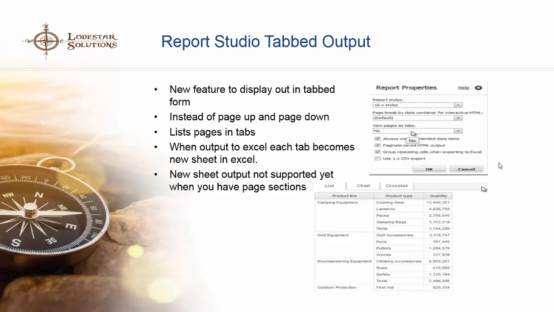Also, what's really cool is that when you output to Excel, it creates a new sheet for each tab. So again, I think that's awesome. Just in fairness, the new sheet output is not supported when you have page sections. Page sections may be when you're putting in page breaks or things of that nature. But a really, really overdue feature. Pretty simple, but I think pretty powerful and time-saving.